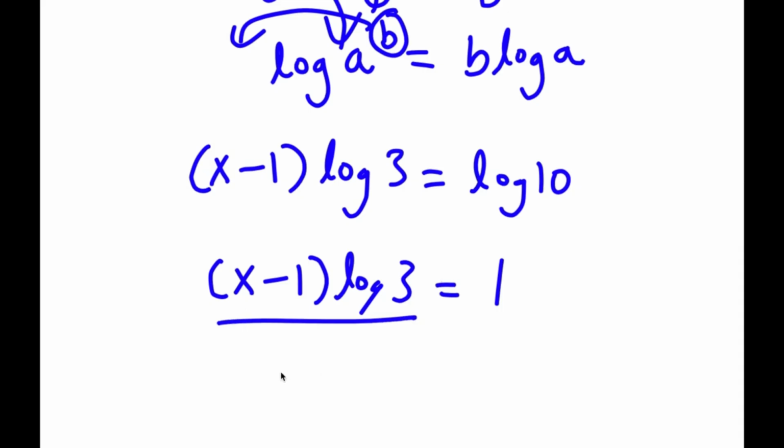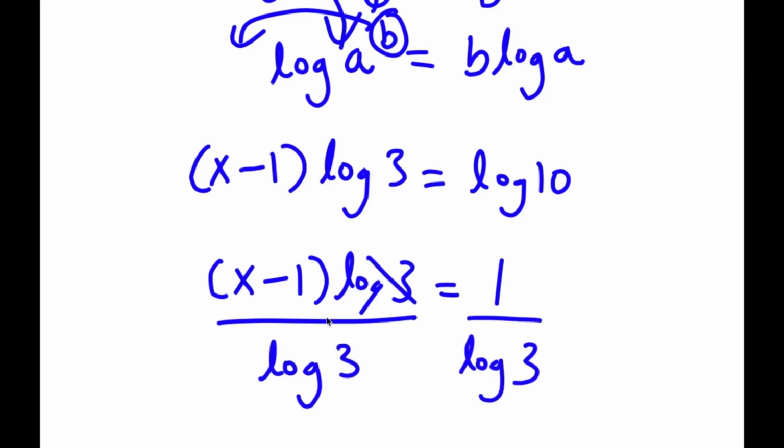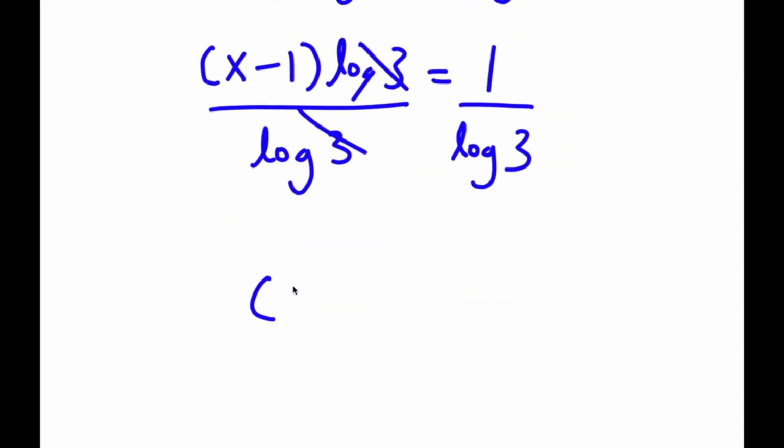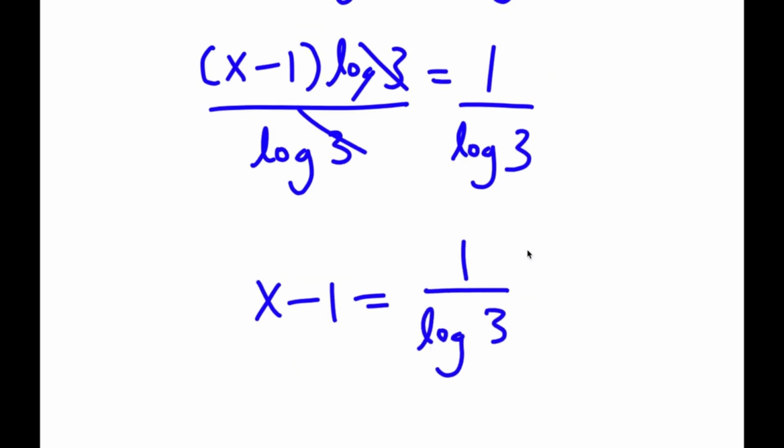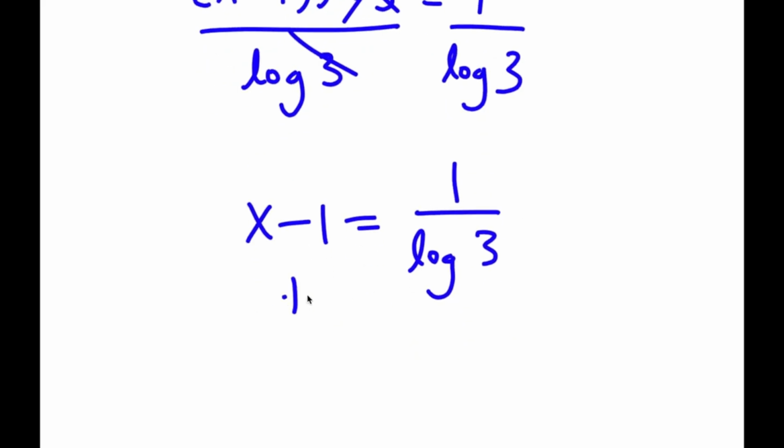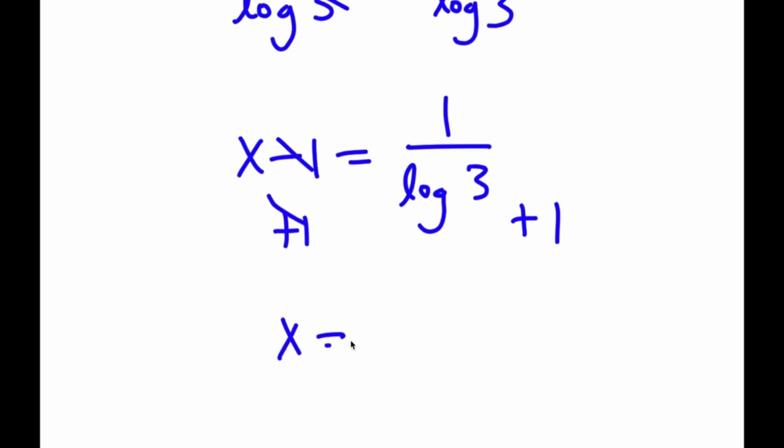Now, if I divide both sides by log 3, I get x minus 1 is equal to 1 over log 3. So now, if I add 1 on both sides, these two cancel out, and I'll be left with x is equal to 1 over log 3 plus 1.